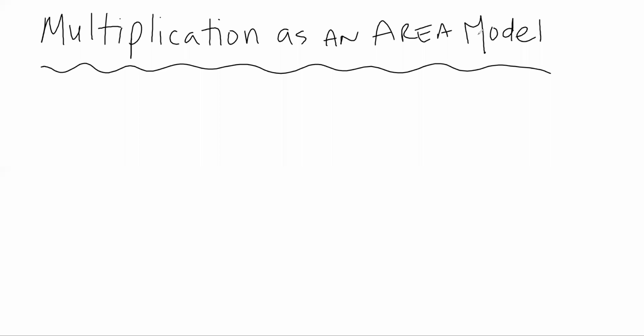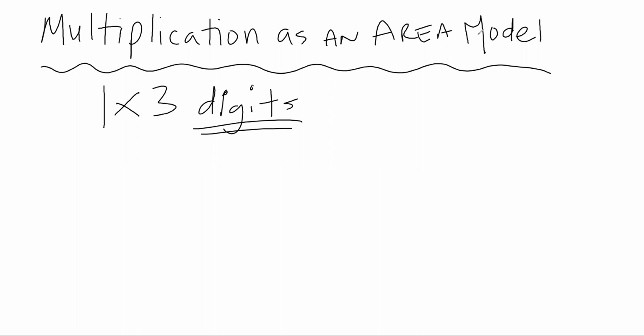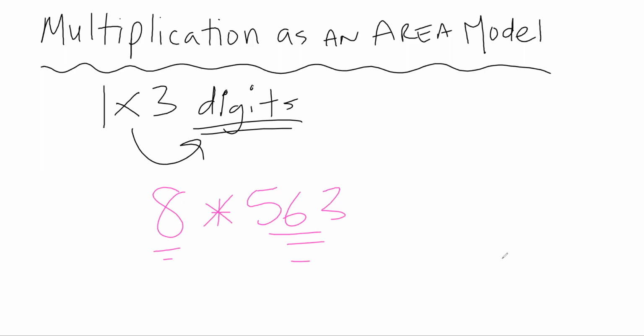So here we are, another fun adventure in multiplication as an area model. We're just kind of moving into this whole idea of, as numbers change, what do we do? And today we're going to continue to use the area model, but we're going to be thinking about 1-digit times 3-digit numbers, right? Digits, that's what I mean by this, not just 1 times 3, but a 1-digit number times a 3-digit number. So what does that mean? Let's say 8 times 563, right? A 1-digit number times a 3-digit number.